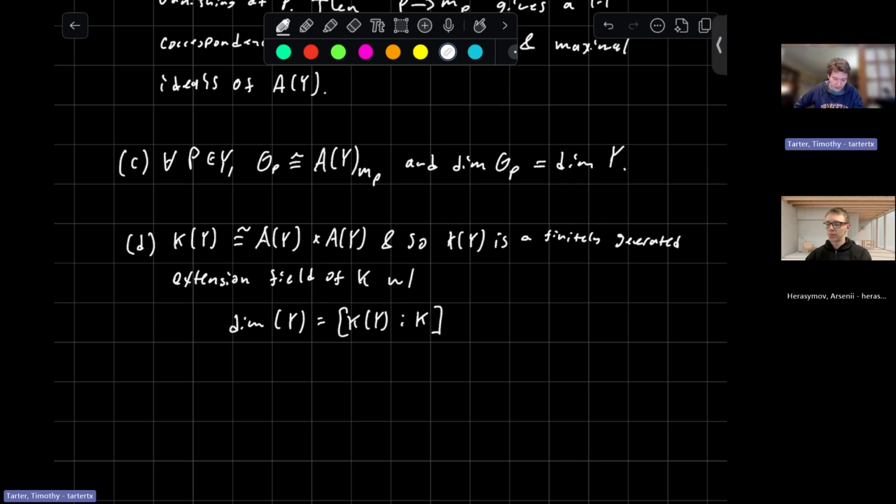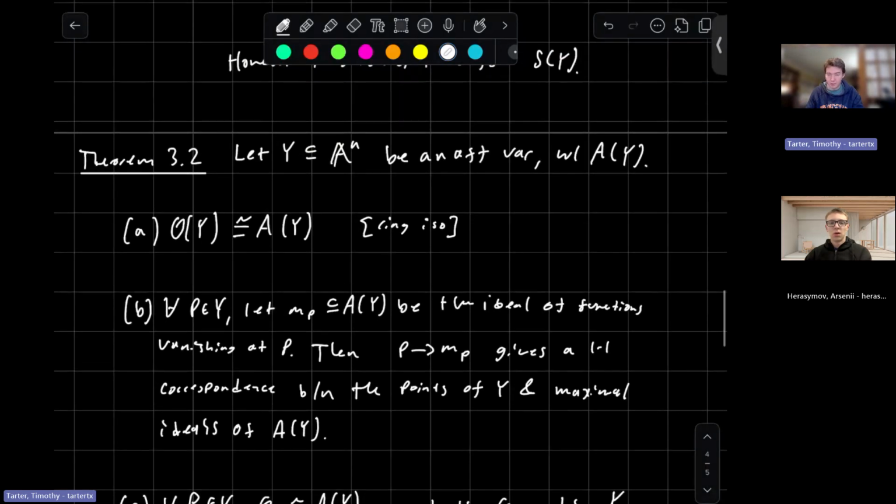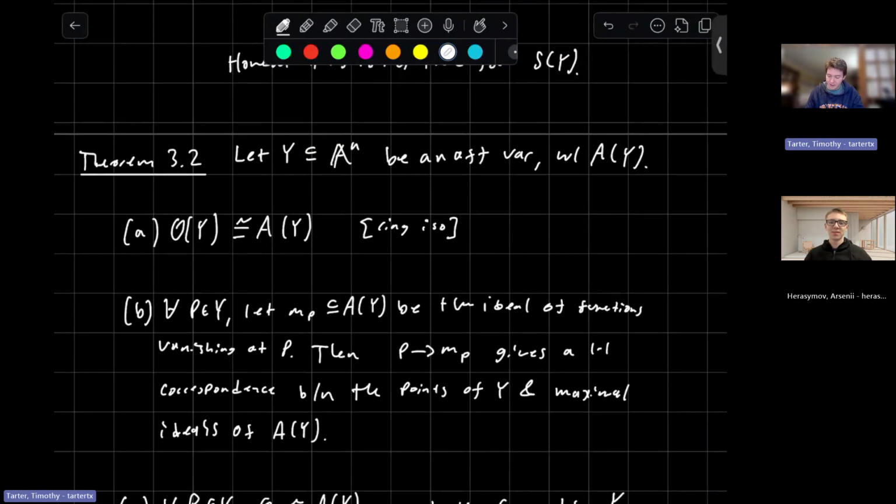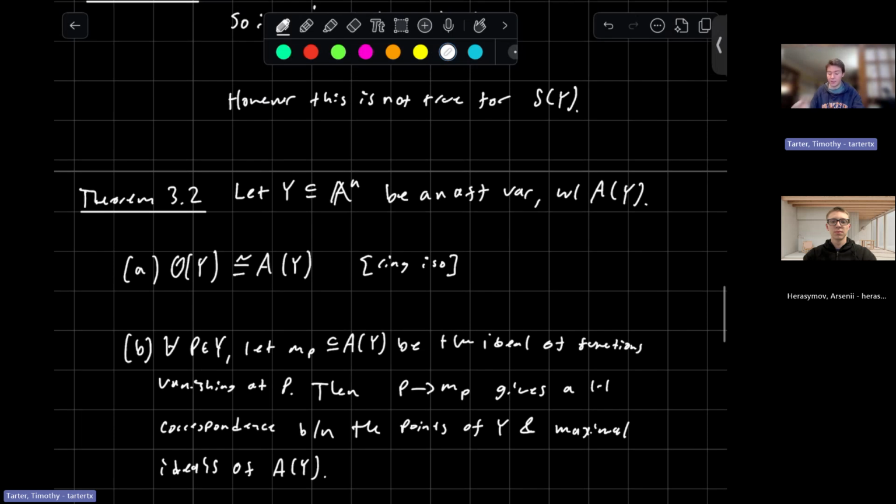I really don't want to prove this, so I'm just going to yap for a little bit. And if in yapping I decide that I need to prove it, then, well, here we go. Yeah. So, the ring of regular functions being isomorphic to the coordinate ring.